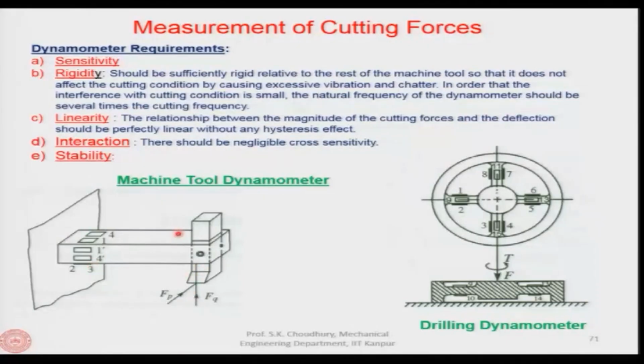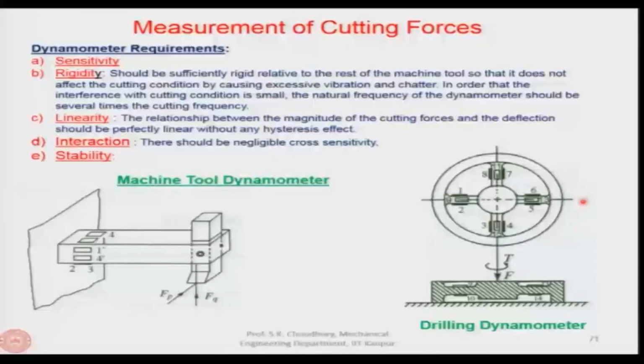So, this force into the length will be the moment, and I have shown it to you earlier while discussing the cantilever beam, how from the moment we can find out the force. Basically, we will be measuring the strain, from the strain we can find out the moment, and if we know the distance, then from that we can find out the force, because the force into distance is the moment.